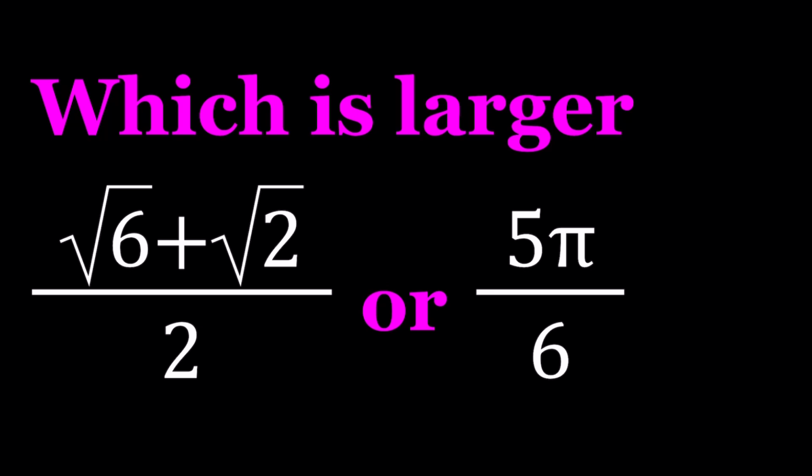Now how do you compare something like this? We have to use a special method, and this is where geometry will be used. Why? That's a good question, right? When you see square root of 6 plus square root of 2 divided by 2, what are you thinking? If you are thinking trigonometry, then you're on the right path. We'll talk about that in a little bit.